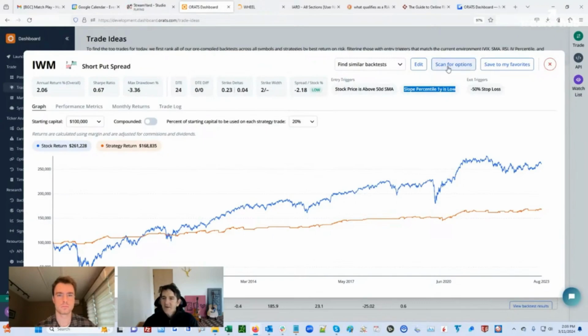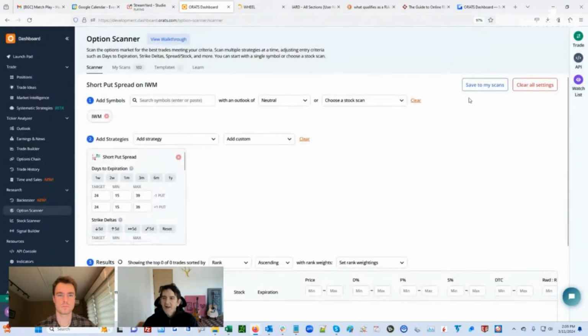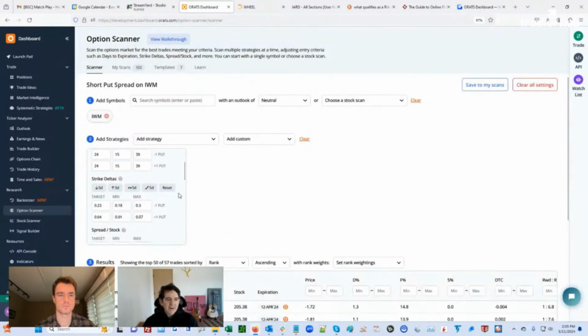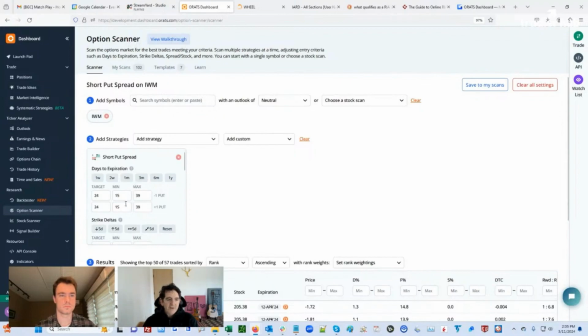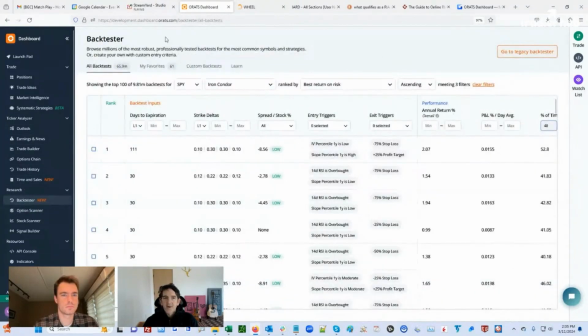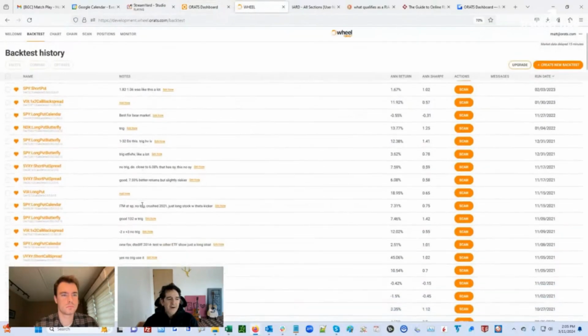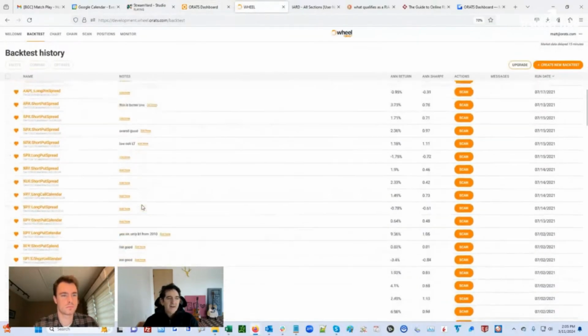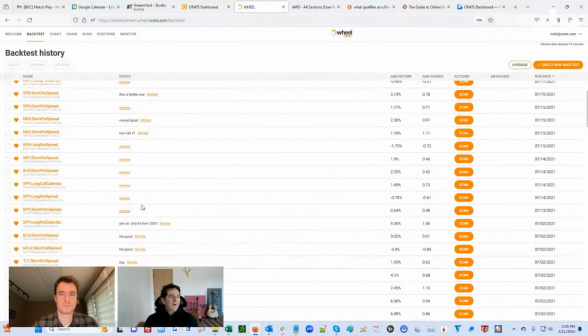But one of the things I like to do is check out that legacy backtester. And the way you could set up this trade in the legacy backtester is when you scan for options, it shows you what your min and max days to expiration, your min and max deltas are, and then if there's any, what we call a spread yield. So then with that data, I could then go over to the legacy backtester, and there's a lot more room for customization.